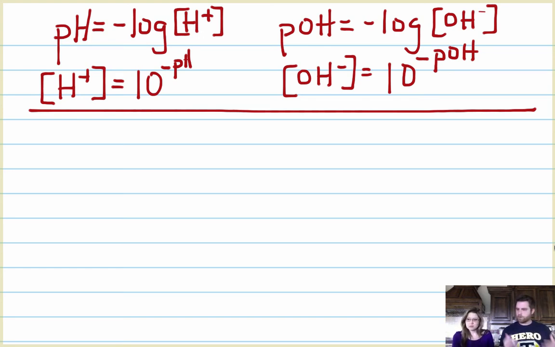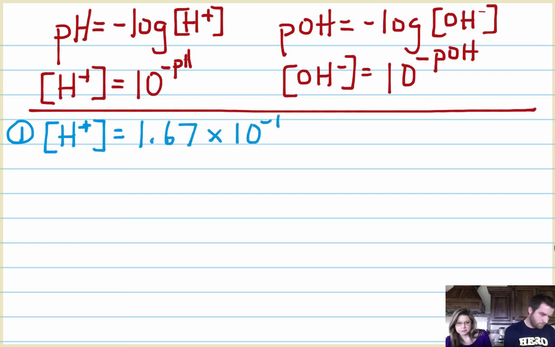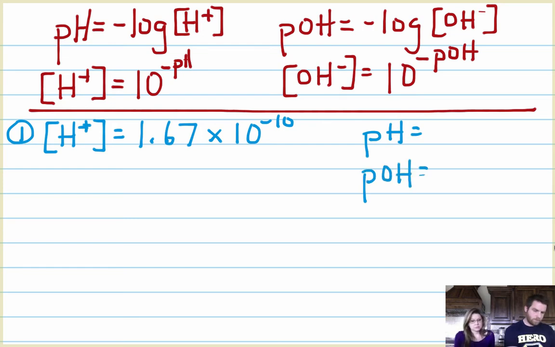So the first one, what am I given in the first problem? Okay, we're given the hydrogen ion concentration, 1.67 times 10 to the negative 10th. And you may also see H3O+, the hydronium ion. It's the same thing if you see it. We need to calculate pH and pOH. So pH equals something and pOH equals something. Those are the two things that I'm trying to find.